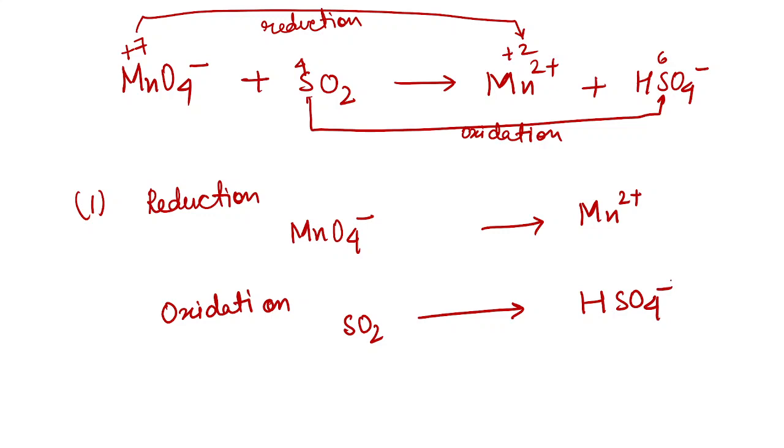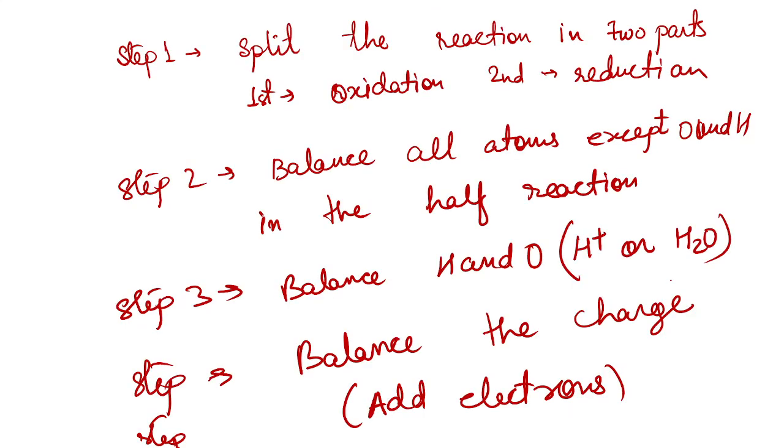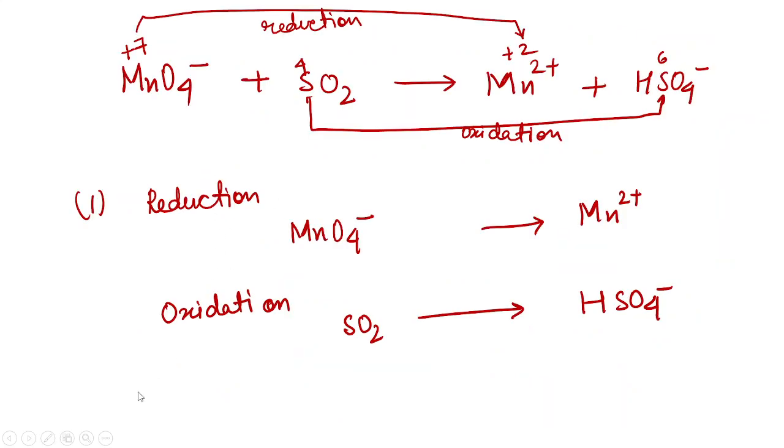Now the first step is done. What was the second step? The second step says that we have to balance all atoms except oxygen and hydrogen in the half reaction. Half reaction means these two. The one which we have split, this is a split reaction, they are known as half reactions.